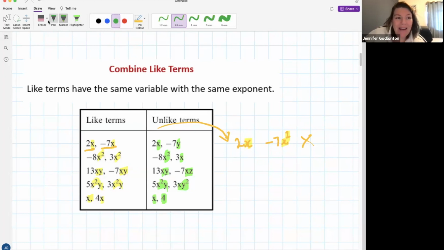Do I have any brain buffs in this class who can tell me what it is called when we just have a number? Cooley, I see that hand. What is it if we just have a number all alone? Is it called a constant? A constant, you were super close. Absolutely. So when we have a number that's all by itself, we call it a constant.